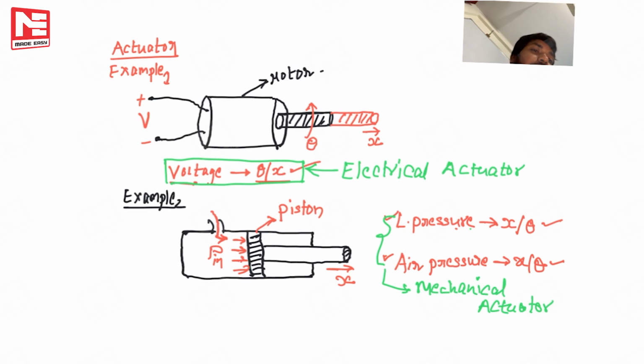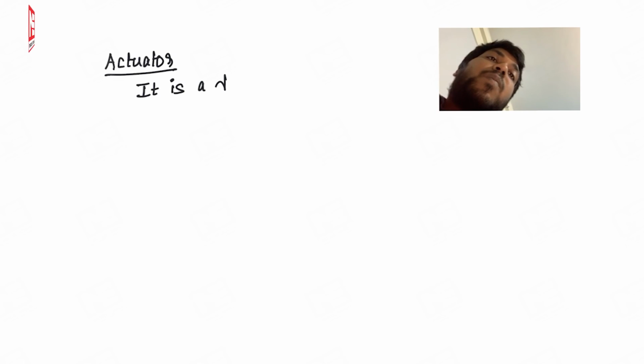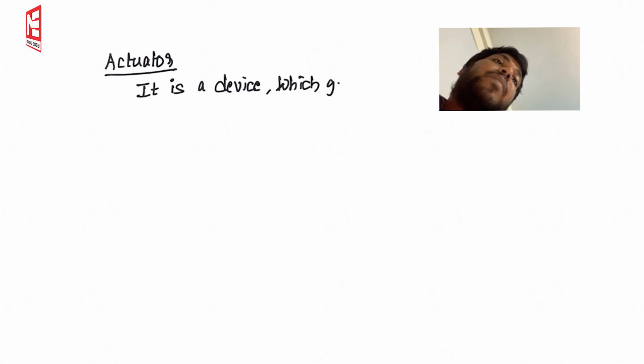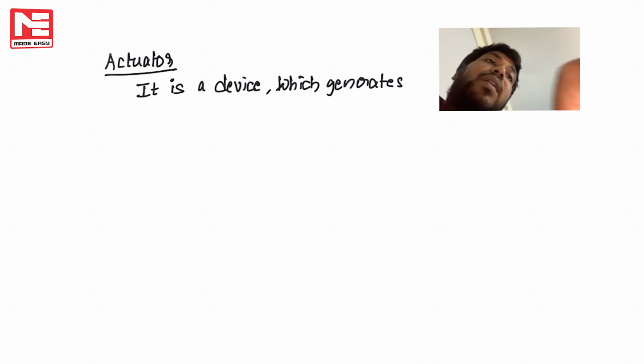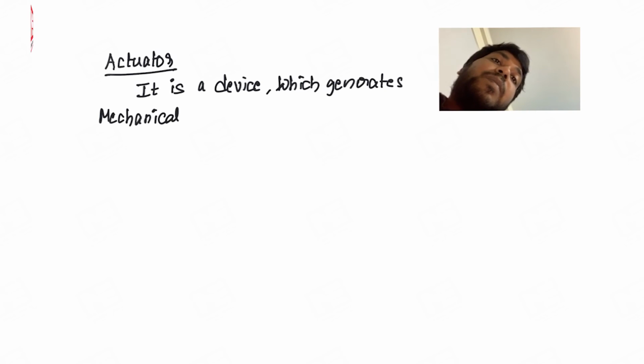Now let me conclude the topic here. From the previous discussion, by this time you might have understood the basic definition of an actuator. What is an actuator? It is a device which generates mechanical output. Again, mechanical output means either a linear displacement or angular displacement.